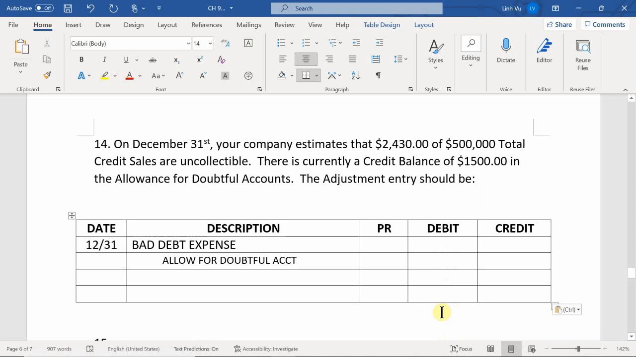So in this case, are we using the balance sheet method or the income statement method? Income statement. So in this case, what number do we only care about? Just the credit sales. Good. So in this case, it'll just be 2,430. Correct.